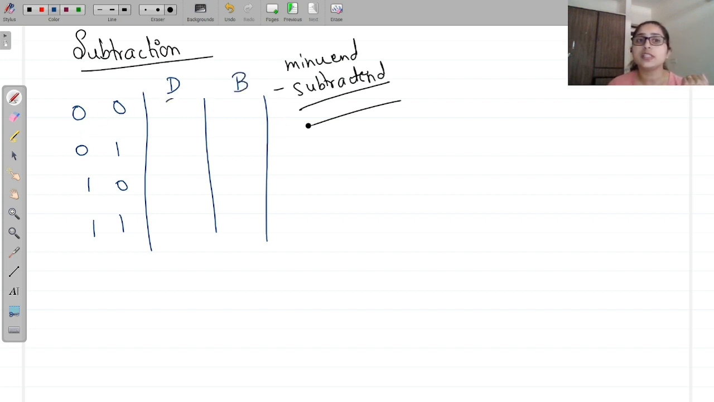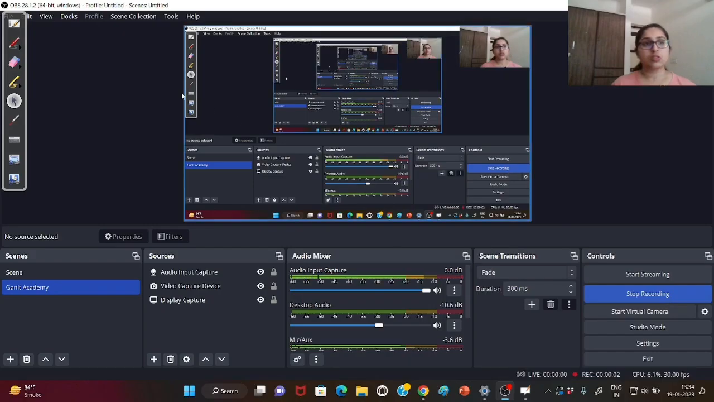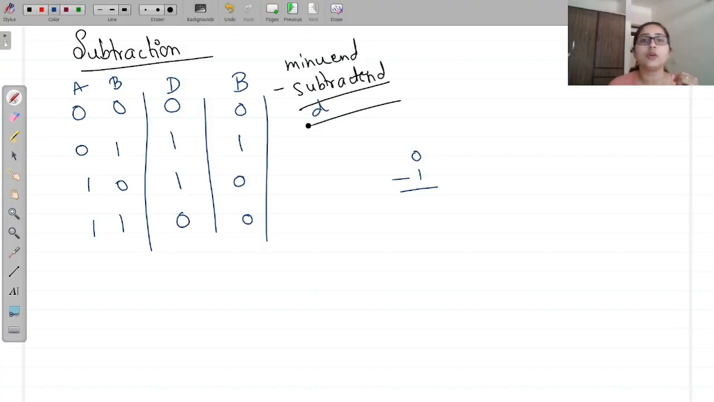So what will be the difference of this? 0. 0 and 1 difference is 1. 1 and 0 difference is 1. 1 minus 1 is 0. So in which case we are taking the borrow? 0 minus 0 we are not taking any borrow. 1 minus 1 we are not taking any borrow. 0 minus 1. Is it possible to subtract the higher value from the lower value? No. It is possible only if you take a borrow. So here you are taking the borrow. Here 1 minus 0, higher value minus lower value, so no need of taking any borrow. So these are the rules for binary subtraction. So you are going to subtract this and whatever you get, that will be your difference.